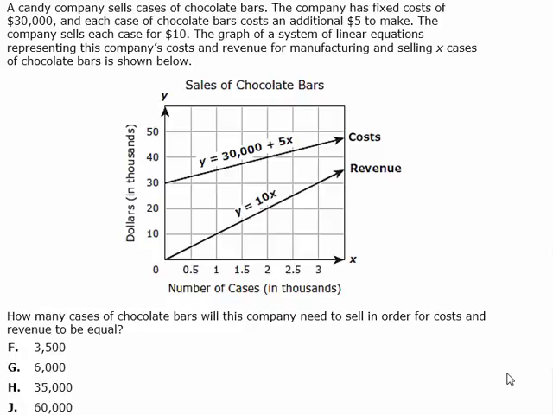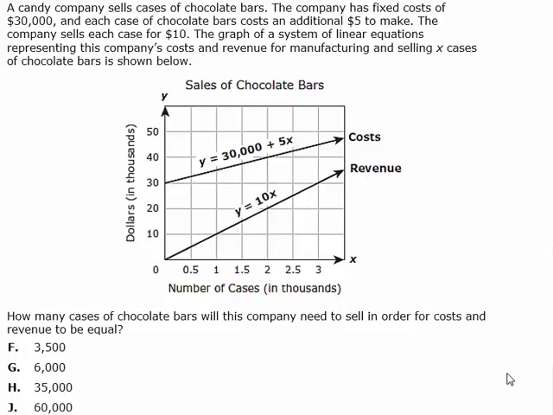Wow. So it gives us a graph, some titles and labels on the graph, and then it says, how many cases of chocolate bars will this company need to sell in order for costs and revenues to be equal. So there's quite a bit going on in this problem. The first part of any lengthy word problem is just to understand what it's asking you to do, and then to start pulling out some information that they give you, kind of like a detective, to see if we can find out how to arrive at the correct answer given the information they give us.